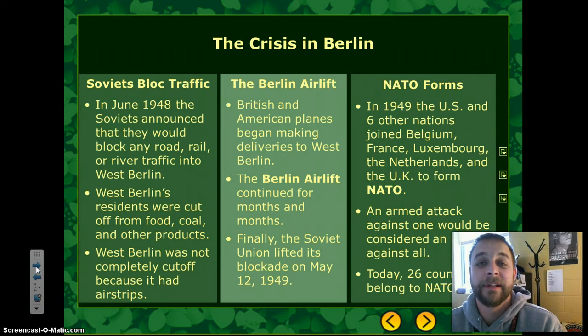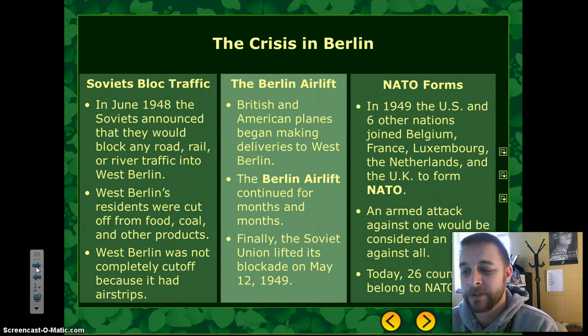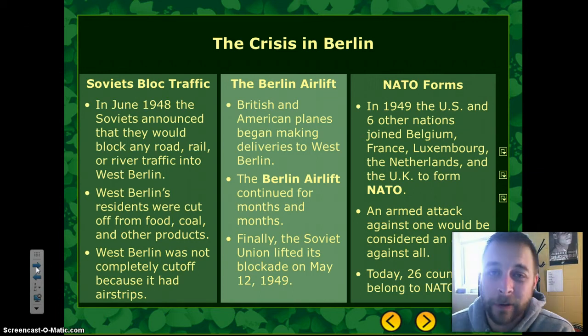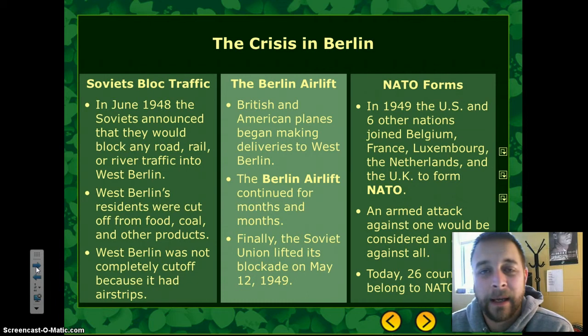Now, it's after this that the United States, Canada, and Western Europe form the North Atlantic Treaty Organization, which is an alliance basically to defend against communist aggression. So today, 26 countries belong to NATO, and actually it's probably bigger now. I have to check and see.